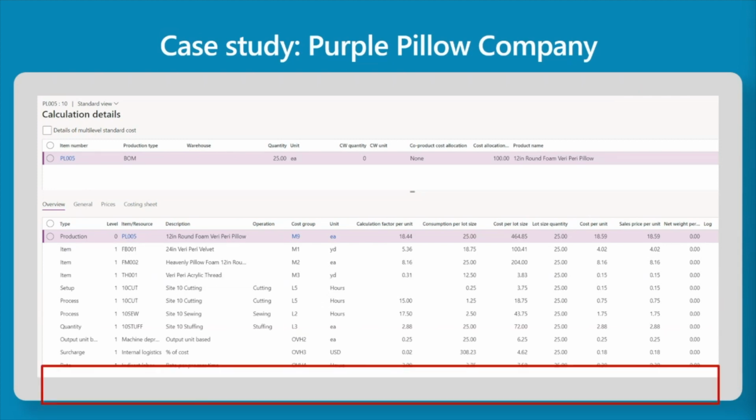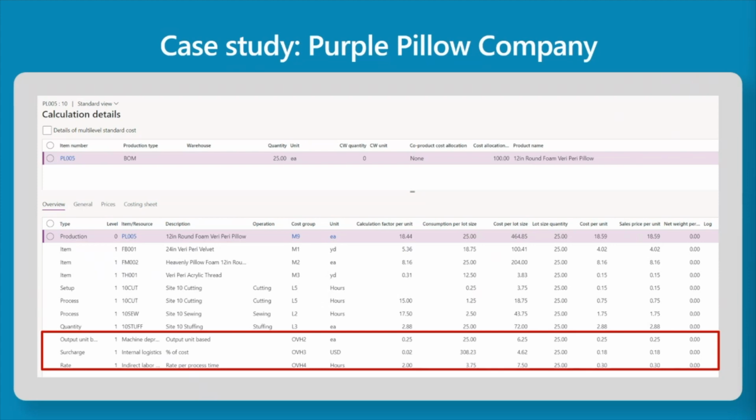Finally, the cost calculation shows 3 indirect charges. The first is an output unit-based calculation to absorb machine depreciation. Its absorption basis is the setup time for the cutting operation. The second indirect cost is the surcharge for the internal logistics, which is calculated as a percentage of the total cost. And the third indirect cost is a rate for the indirect labor cost based on process time of the cutting and sewing operations.